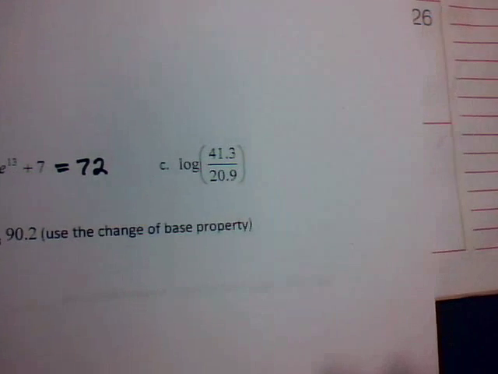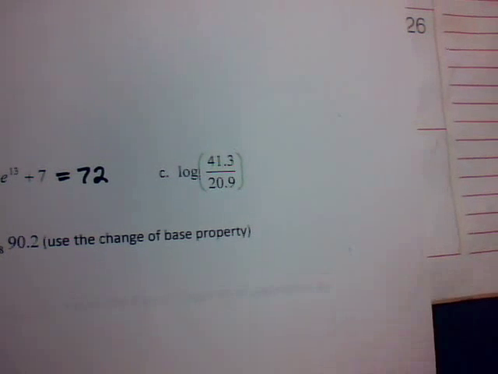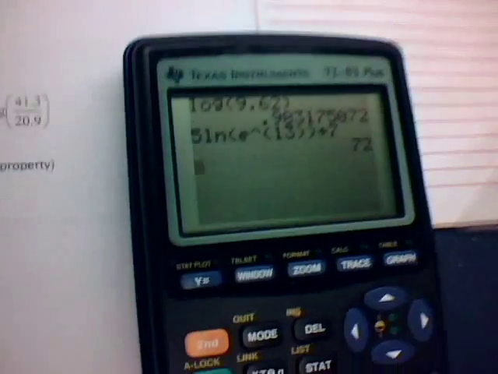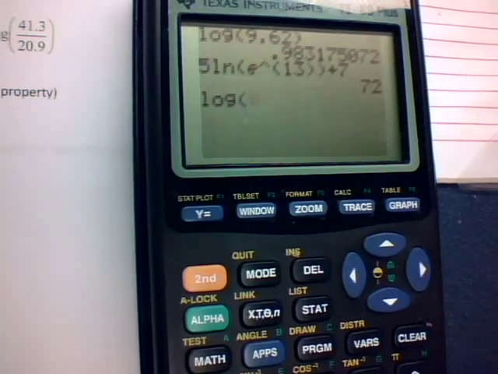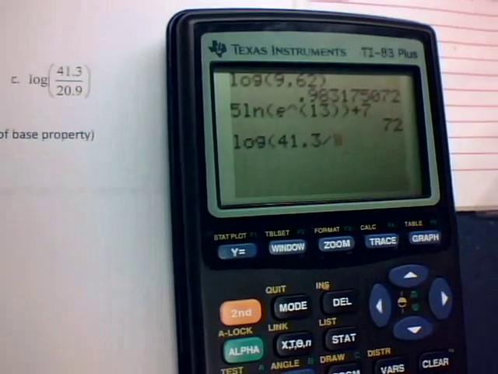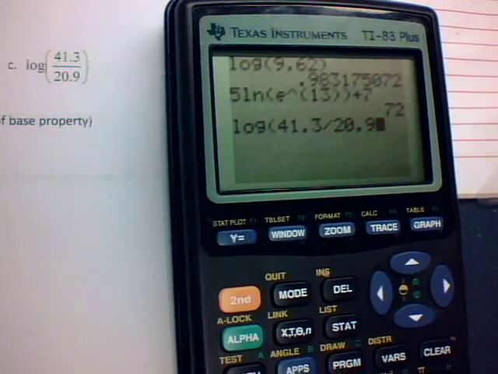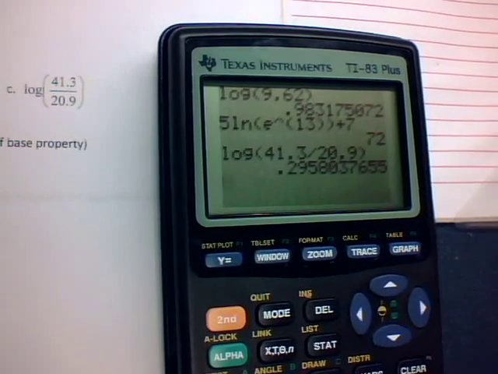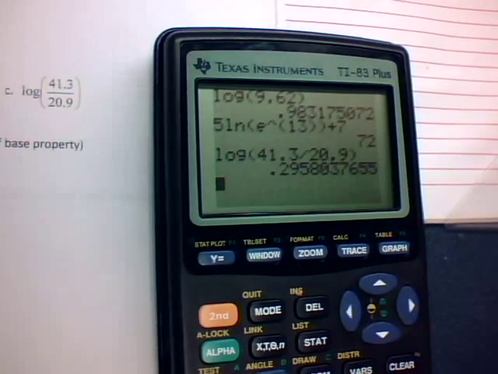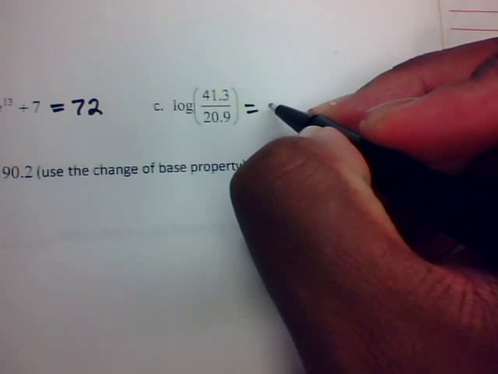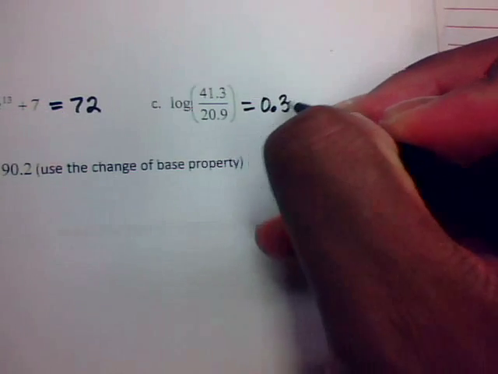Part C is the log of the quantity of 41.3 divided by 20.9. In this case, we press the log key and then type in 41.3 divided by 20.9, close parentheses. And that will give you, now we're going to round to 2 decimal places, so 0.295 would be 0.30. So the log of the quotient of 41.3 and 20.9 would be 0.30.